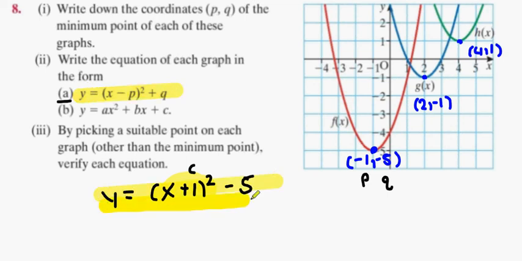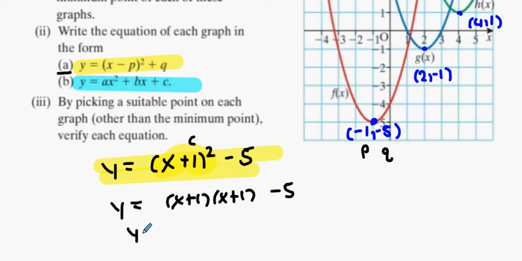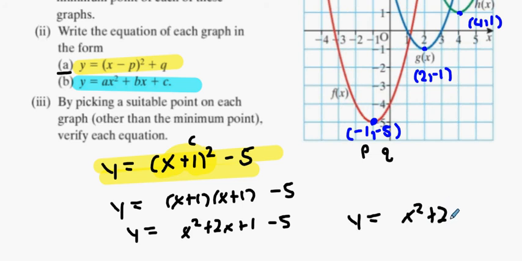Can anybody tell me how to get the answer for the blue part then? What do I need to do? Just multiply it out. And you get x plus 1 by x plus 1 take away 5. And you get y equals x squared plus 2x plus 1 take away 5. And you get y equals x squared plus 2x take away 4. I did the red one. And finally part 3.